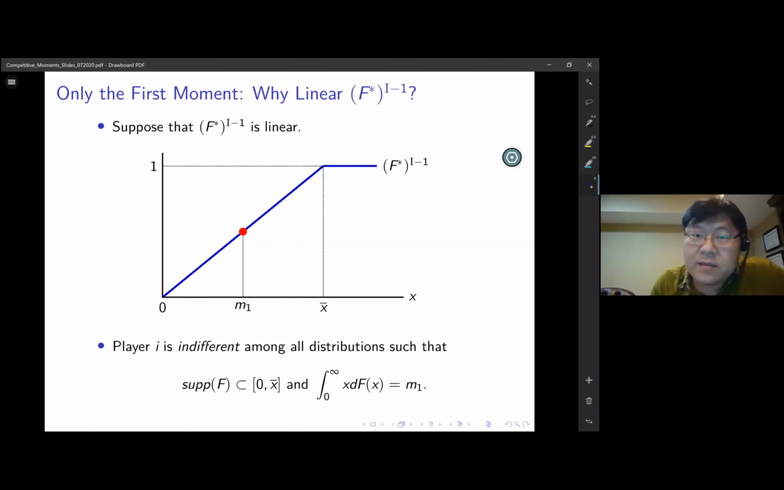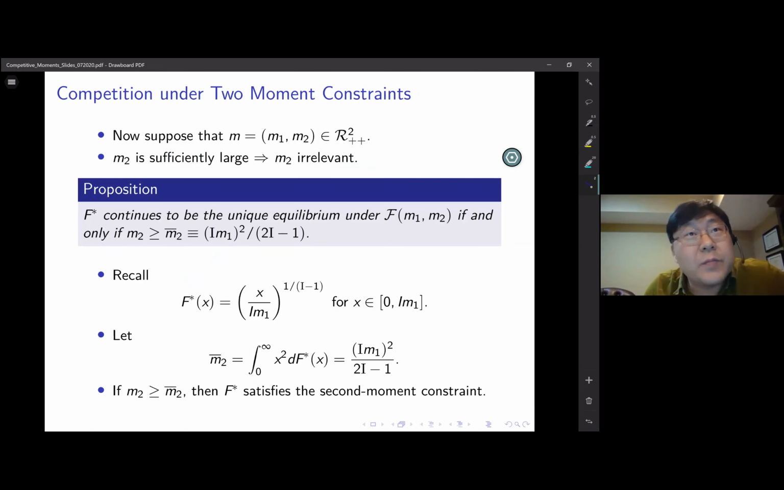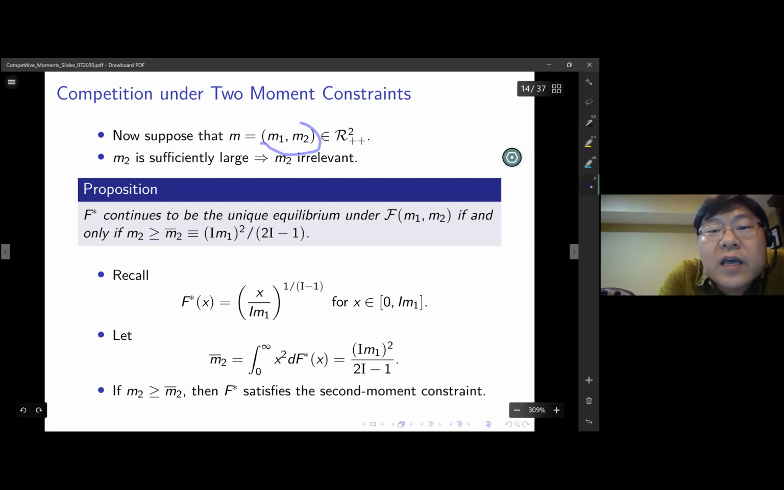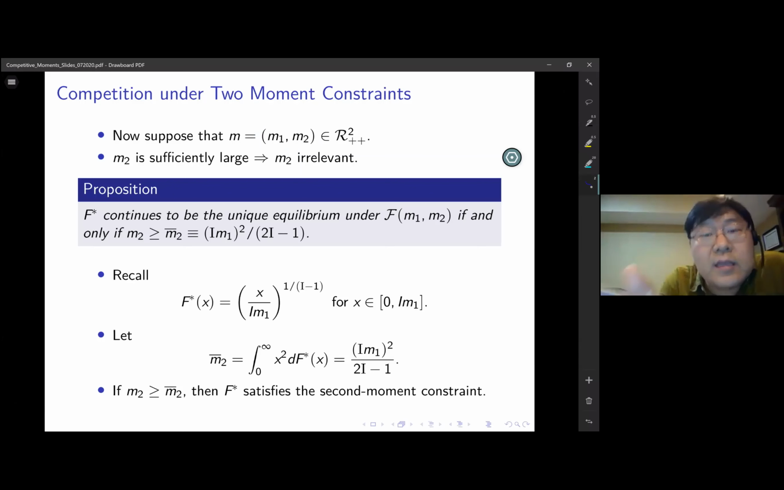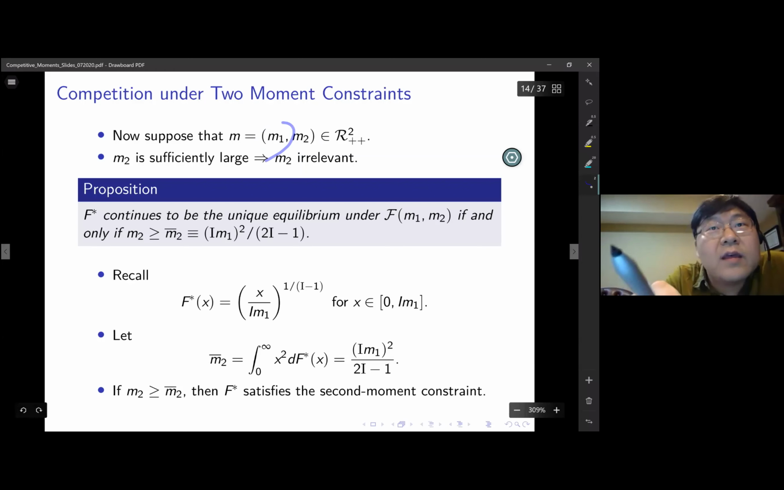Okay, so let's think about the second simplistic environment where there are constraints also on the second moment. So again, each player can choose any distribution whose first moment is less than or equal to M1, and second moment is less than or equal to M2.